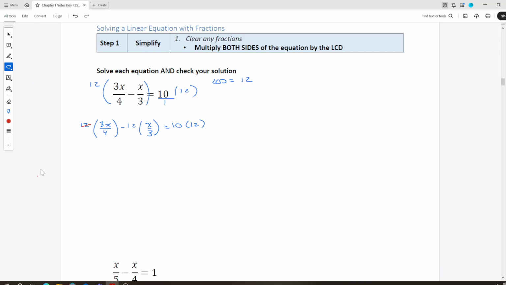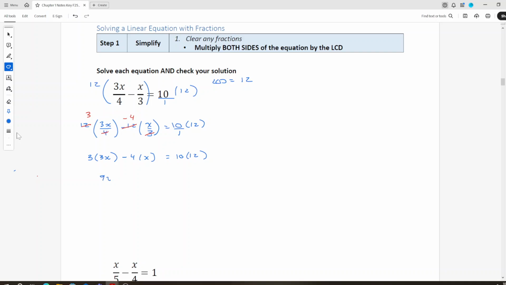So when I look at this one, let's just change to a different color. I've got 12 divided by 4 is 3. I would be left with 3 times 3x. The denominator went away. For the next one, I have negative 12 divided by 3, which would be negative 4. I'd be left with negative 4 times x. Now for this one, it was a denominator of 1, so 12 divided by 1 is still 12, so I'm left with 10 times 12. I was able to rewrite this equation without any denominators. I've turned it into a simpler equation.